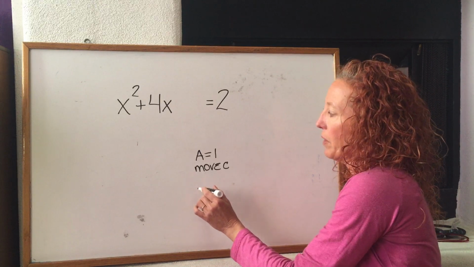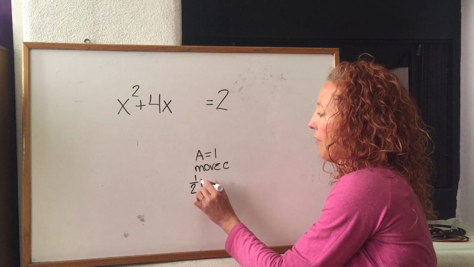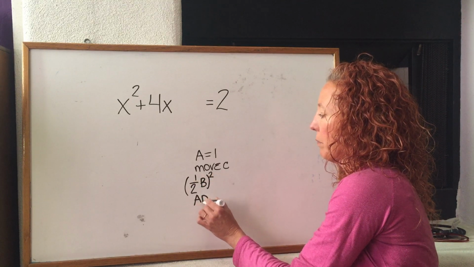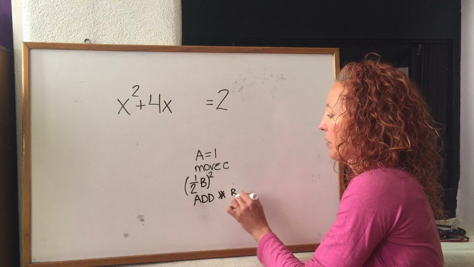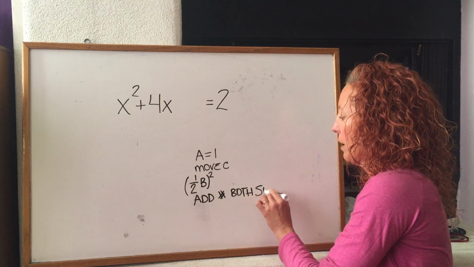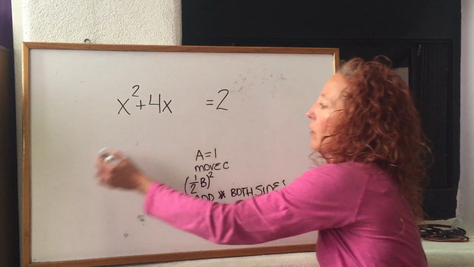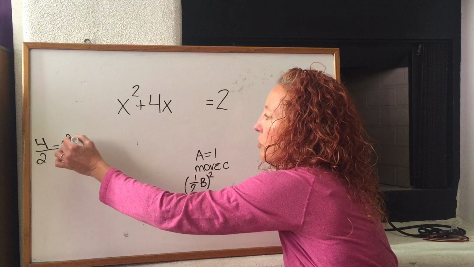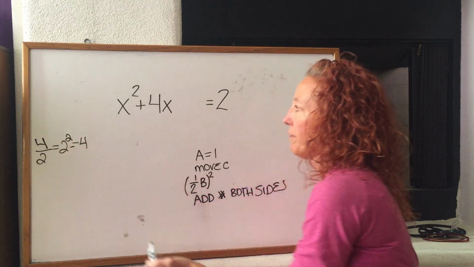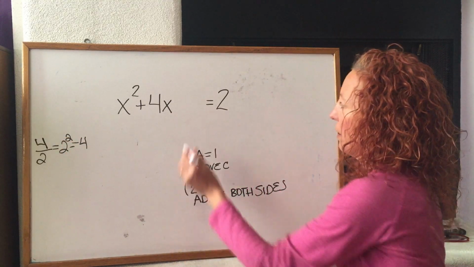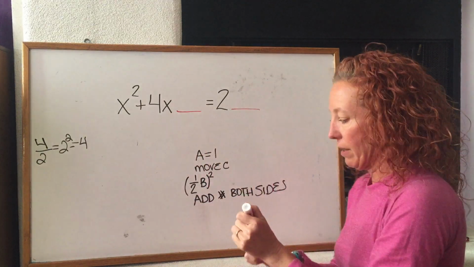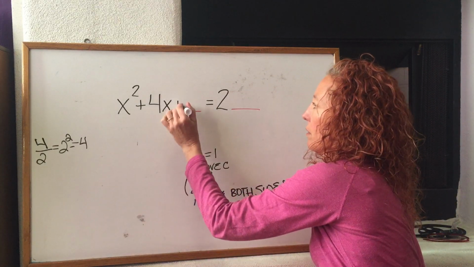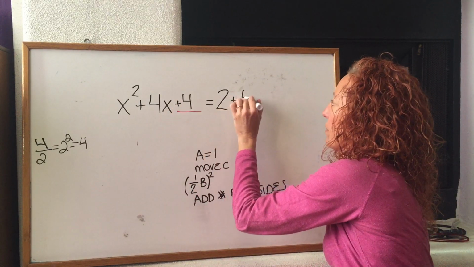We're going to set up those blanks. We're going to take half the b. We're going to square it. And then we're going to add that number to both sides. So that's the step I'm on next. So 4 divided by 2 is 2. Squared brings us back to 4. So if you put in little blank spaces right there just to help you remember, this is the number you're going to add to both sides. So plus 4 plus 4.